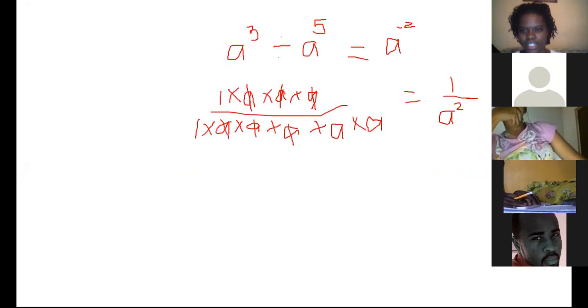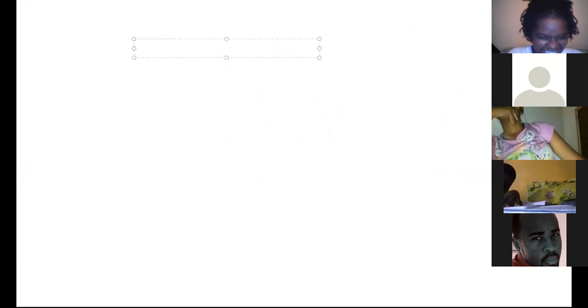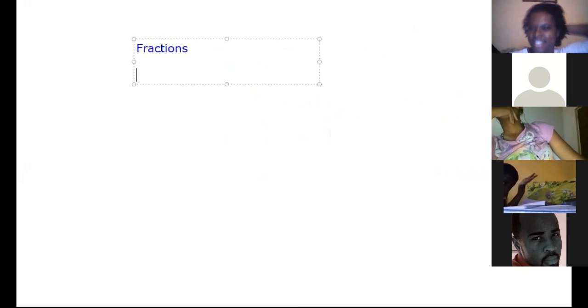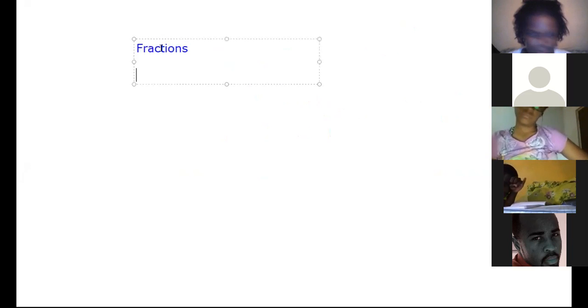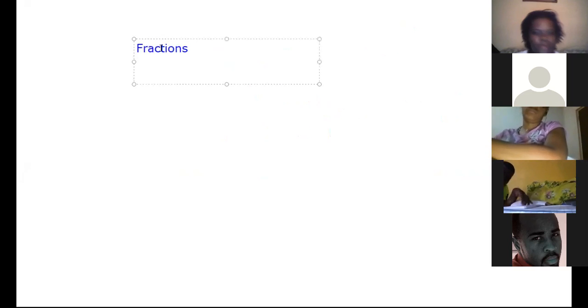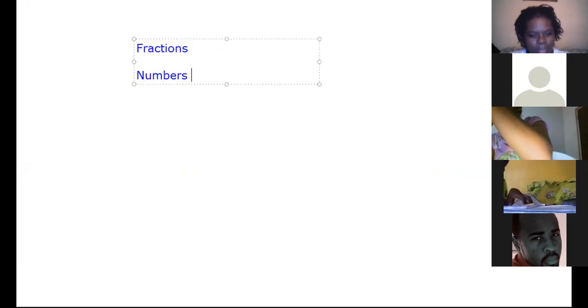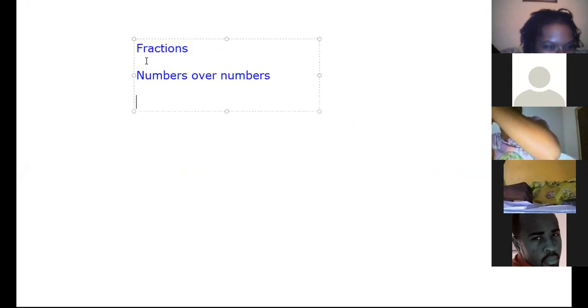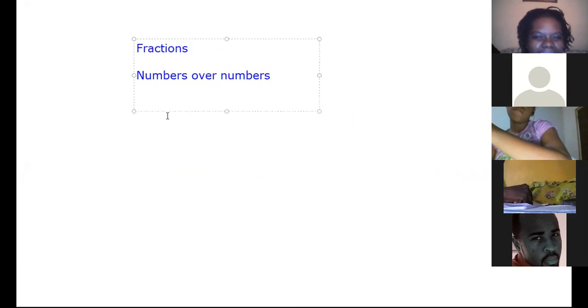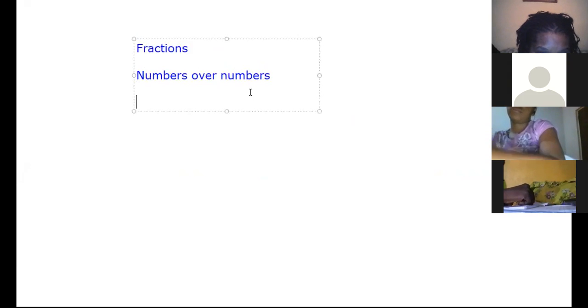All right, fractions. Let me see the hands of those who are excited about fractions. No? Nobody? Uh-oh, it's going to be a struggle. All right, who wants to tell me what fractions are? Fractions, numbers over numbers. Numbers that can go into numbers. Anybody else? Number that can go into a number, a specific time.